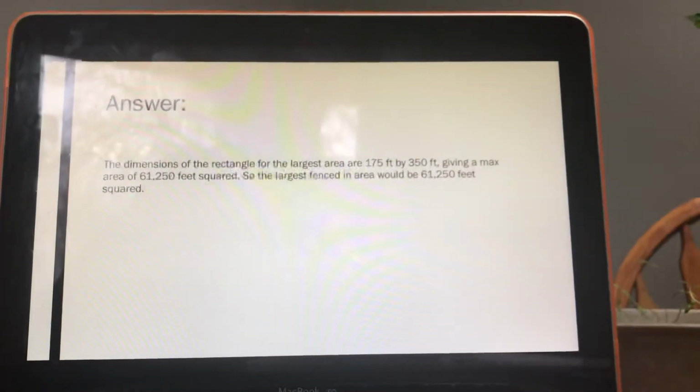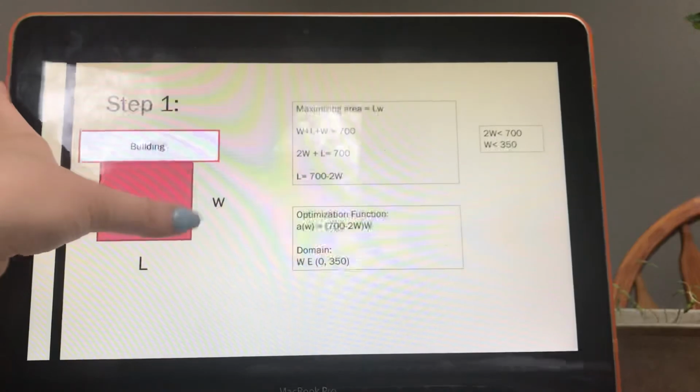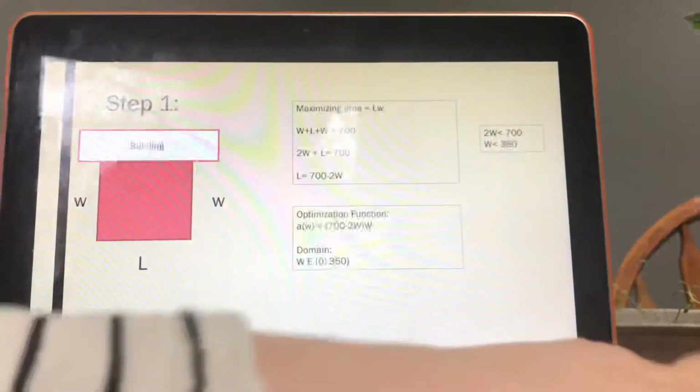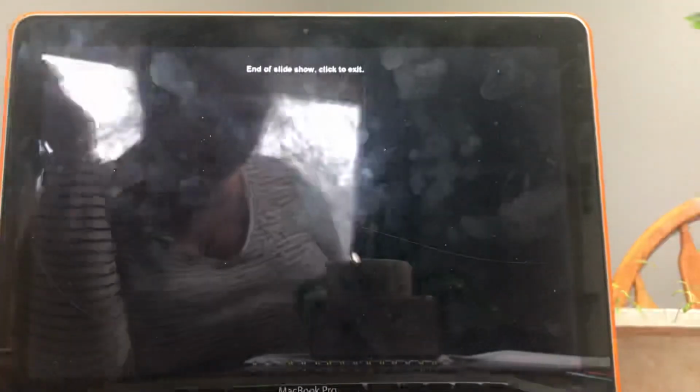So our answer for this problem is the dimensions of the rectangle for the largest area are 175 feet by 350 feet, giving a maximum area of 61,250 feet squared. So the largest fenced-in area we would be able to do is 61,250 feet squared. So let's go back and look at that visually. So this area would be that 61,250 feet squared. And that's it.